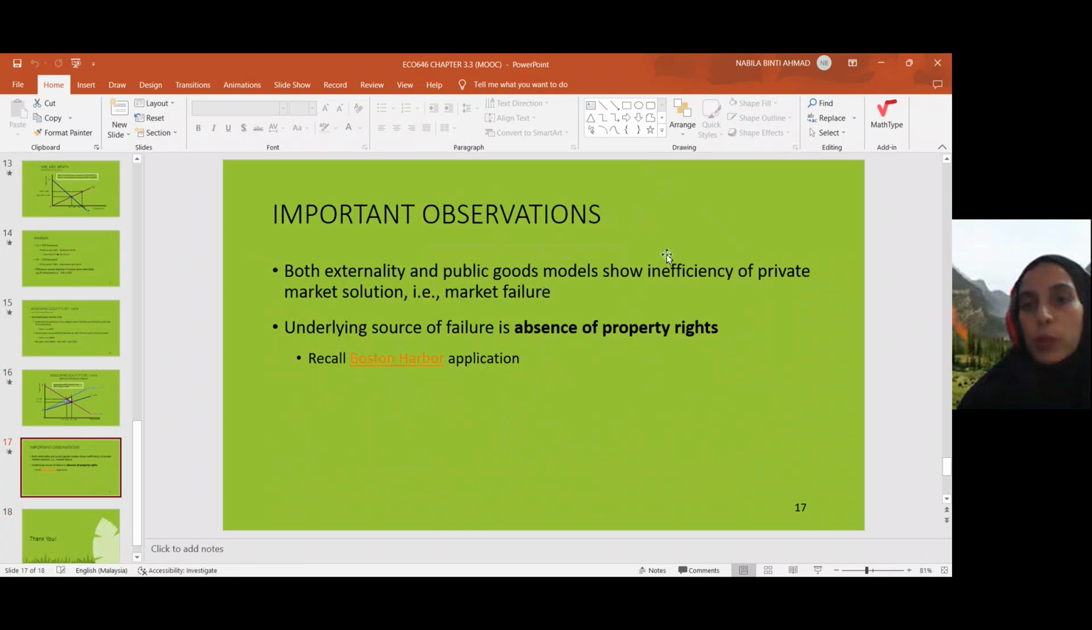And both the externality and public good models show the inefficiency of the private market solution, market failure, and the underlying source of failure is the absence of property rights. We will look at the absence of property rights in a later chapter. Right, so thank you so much.